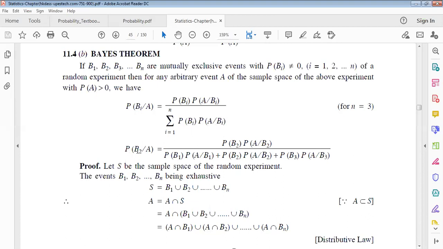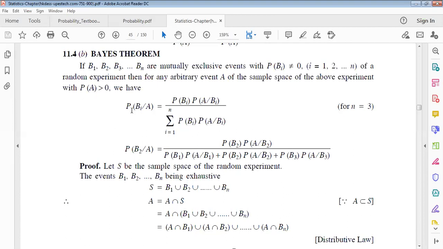This is for n equals 3. When i equals 2, we have to put i equals 2 here. Probability of B2 when A has happened equals probability of B2 into probability of A when B2 has happened, divided by the sum for i equals 1 to n. That means i equals 1 to 2: probability of B1 into probability of A given B1, plus probability of B2 into probability of A given B2, plus probability of B3 into probability of A given B3 when n equals 3.